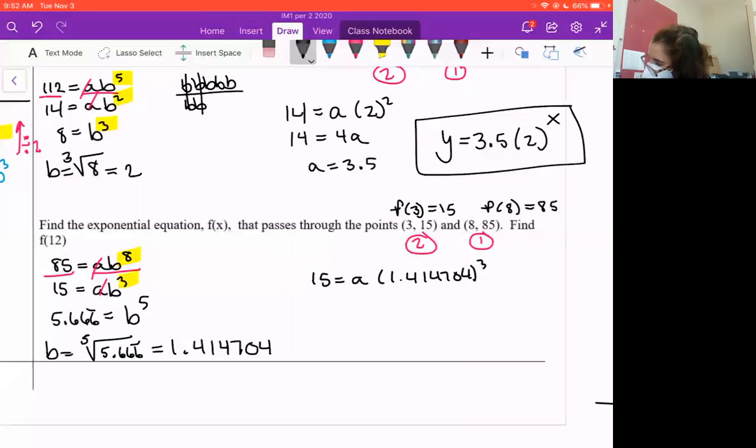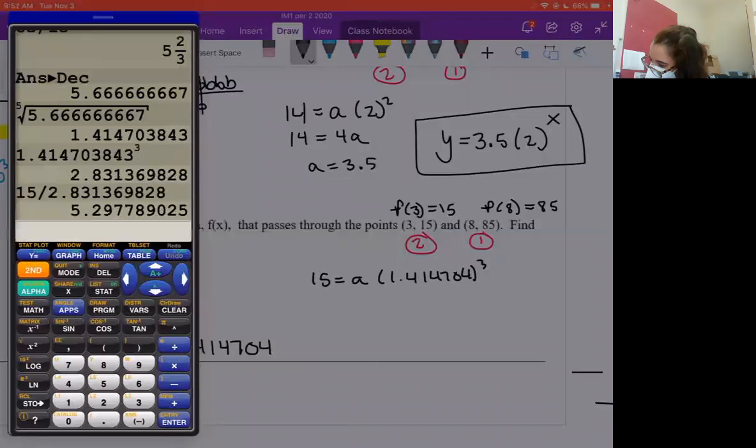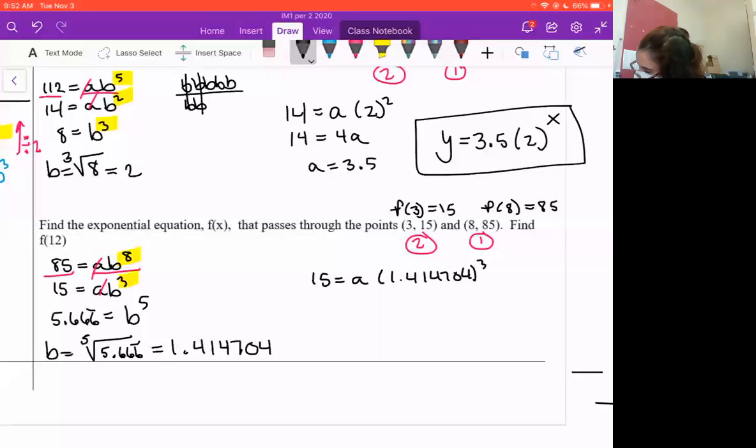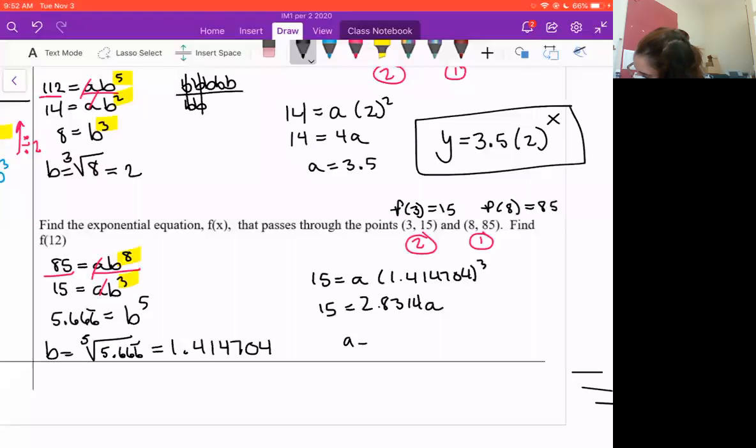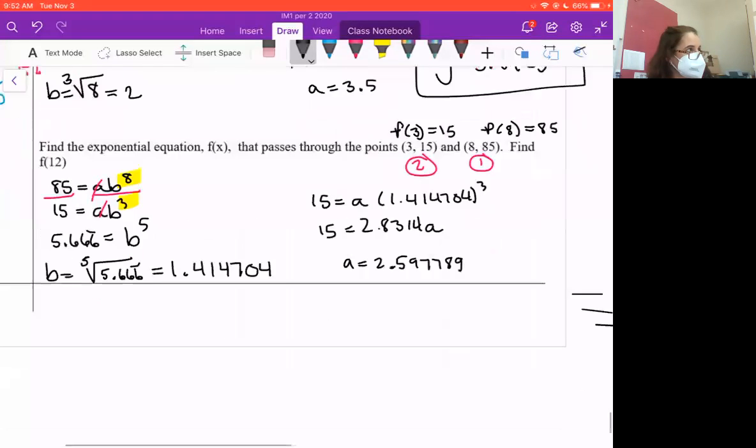Well, now I forgot all my numbers. So when I take it to the third power, I got 2.8314. So 2.8314 times A equals 15. And then I did the division, and I got 5.297789. Yeah, so there's my A, there's my B.